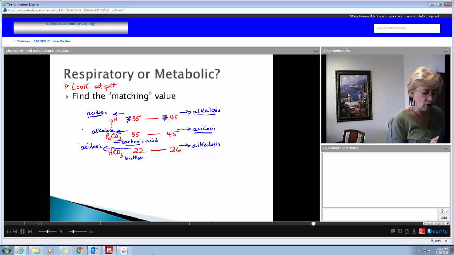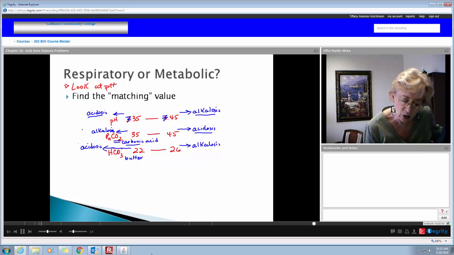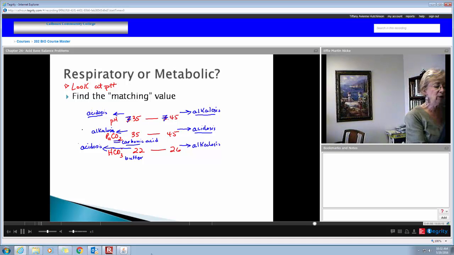All right, now I'm going to write the values. You should already be there. Hope you're already figuring this out. pH is 7.32. So where do I put the pH of 7.32? Down here. Is it out of range? Yes. Which way is it out of range? It's lower than 7.35, correct?